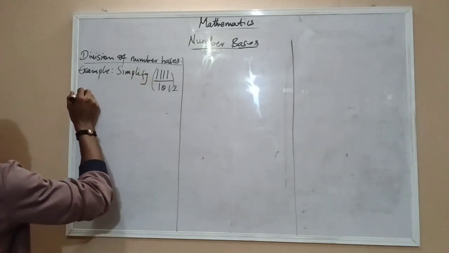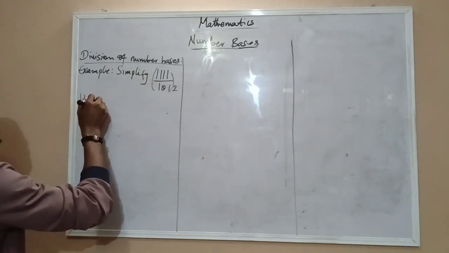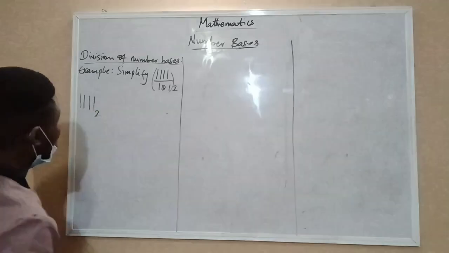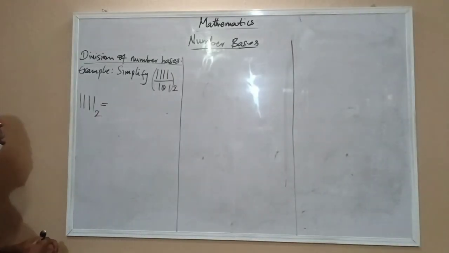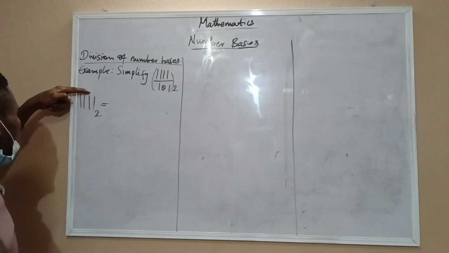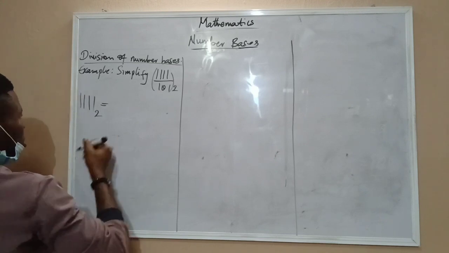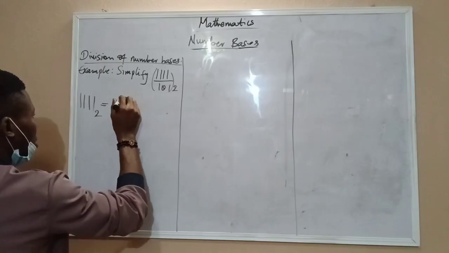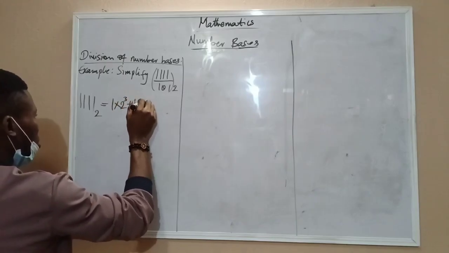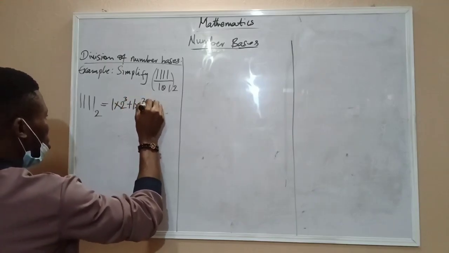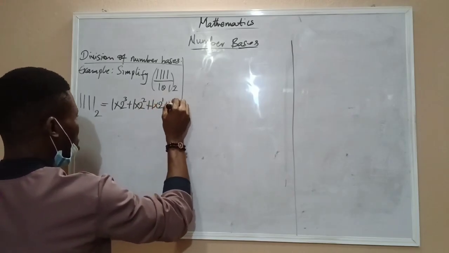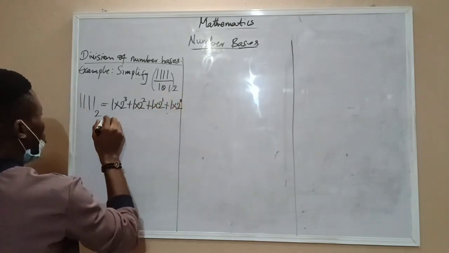Now the first one there is 1111 and it is in base 2. Converting it to base 10, we do the normal multiplication. This is raised to the power 0, raised to the power 1, raised to the power 2, raised to the power 3. So we have 1 times 2 raised to the power 3 plus 1 times 2 raised to the power 2 plus 1 times 2 raised to the power 1 plus 1 times 2 raised to the power 0.